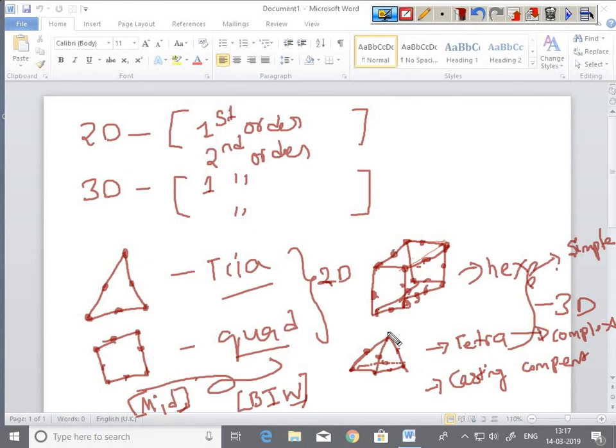This is all about how we need to proceed and what kinds of mesh we have. I hope you understood it. Thank you. In the next lecture, I would like to explain where it will be used and the procedure for learning hexa mesh in HyperMesh. Right, thank you.